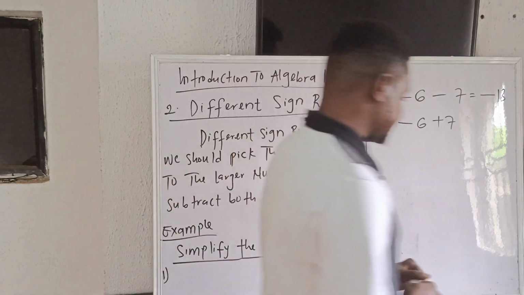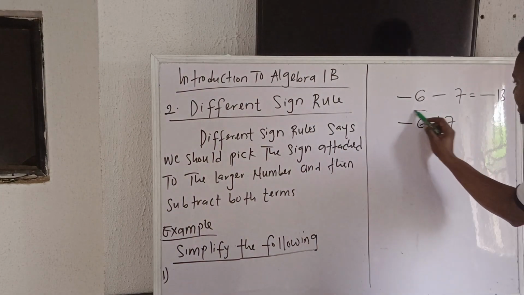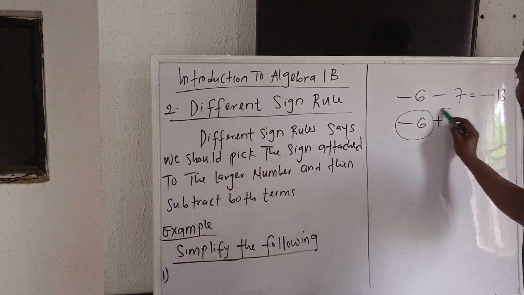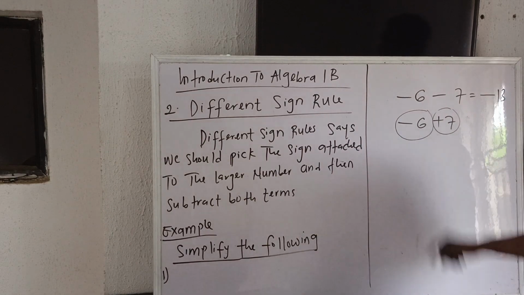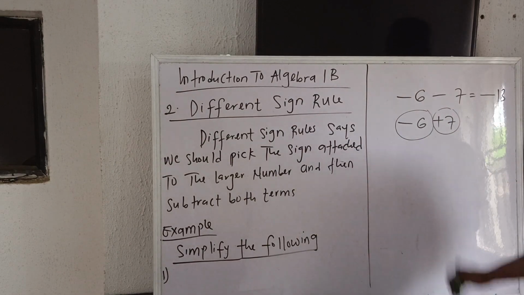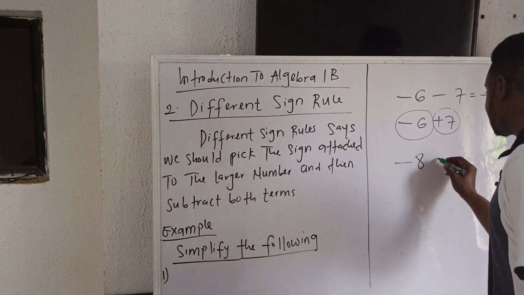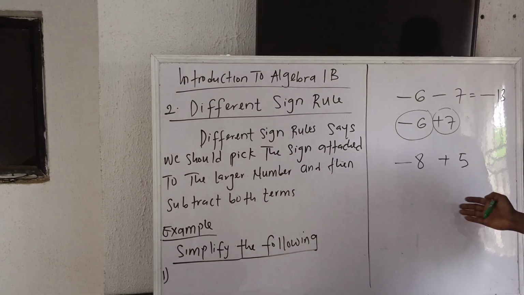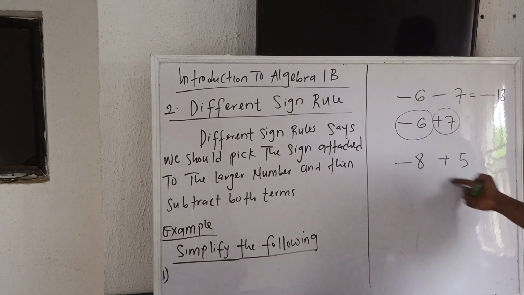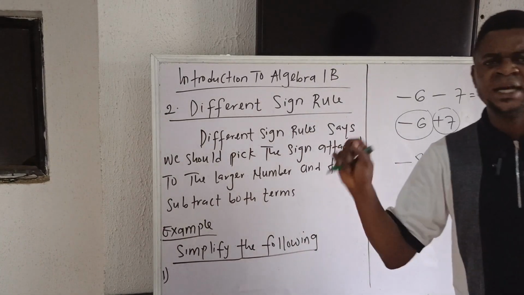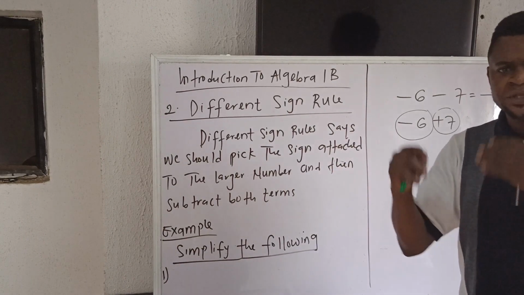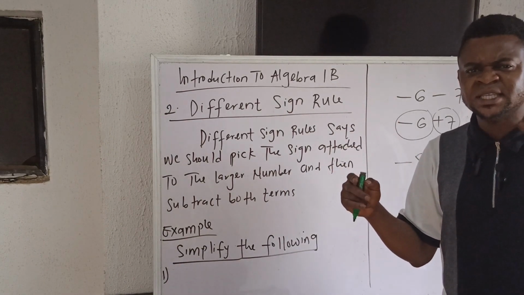Now, in algebra, if I'm comparing -6 as a whole and I'm comparing +7 with their signs, you agree with me that +7 is greater than -6? Yes, that happens in algebra. Or for instance, again, if I talk about -8 plus 5, you agree with me that +5 is greater than -8. But in this case, we are not going to consider the sign attached. We are only going to consider the number or the digit alone.